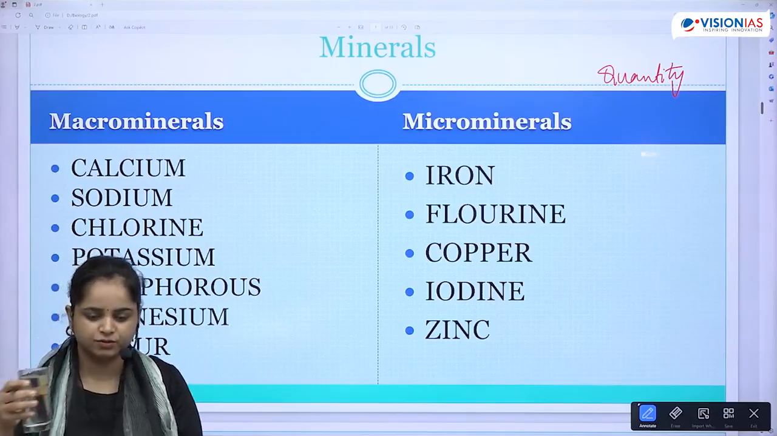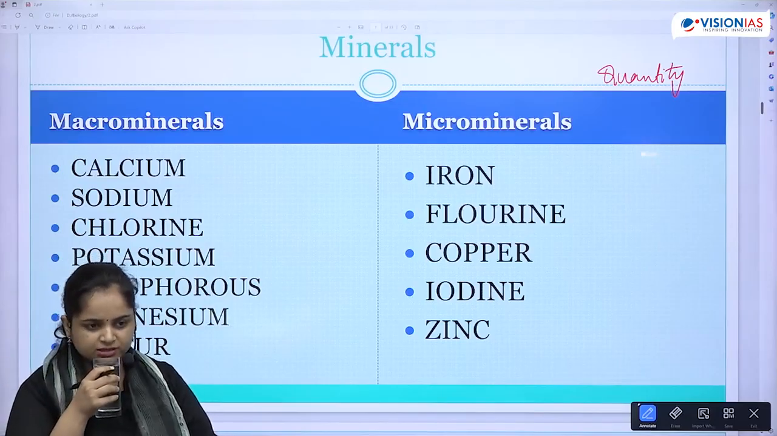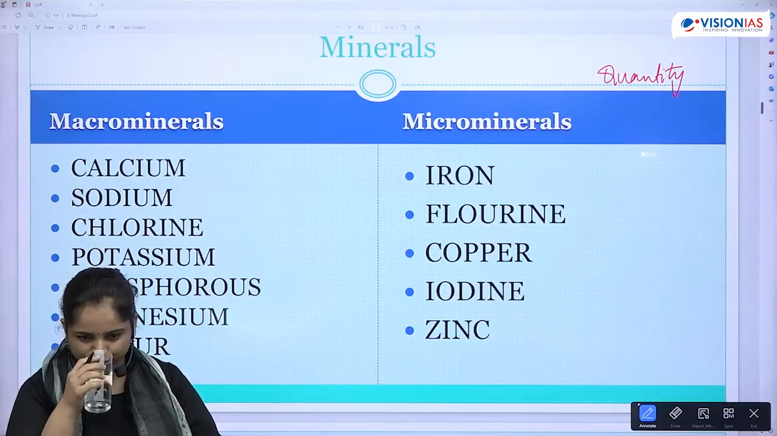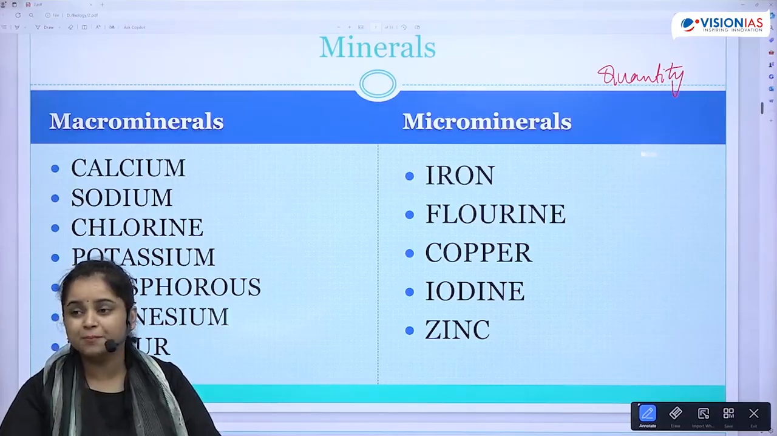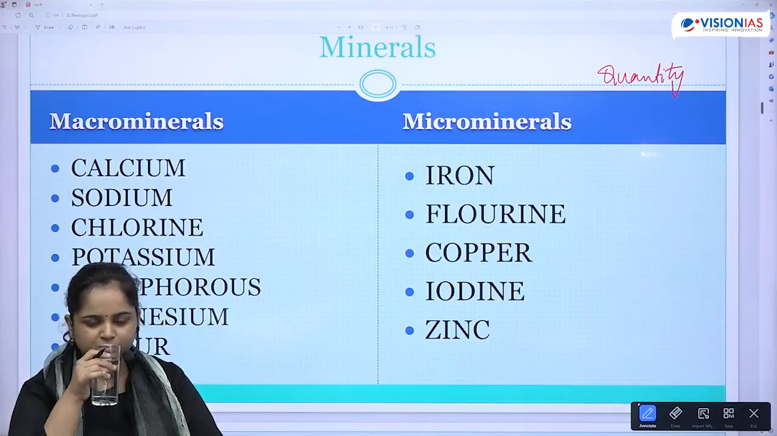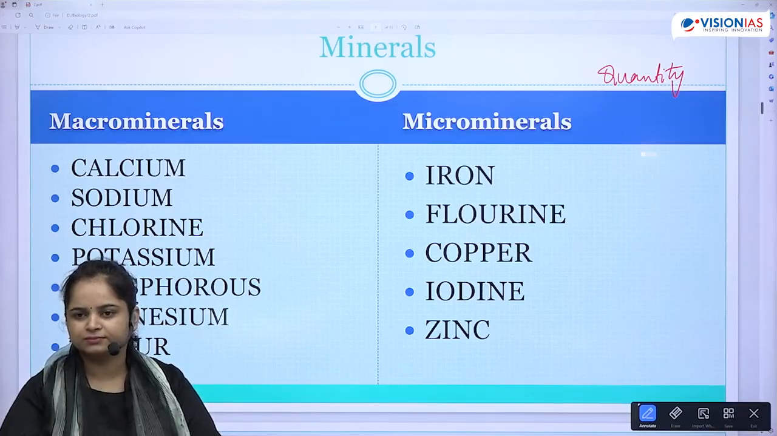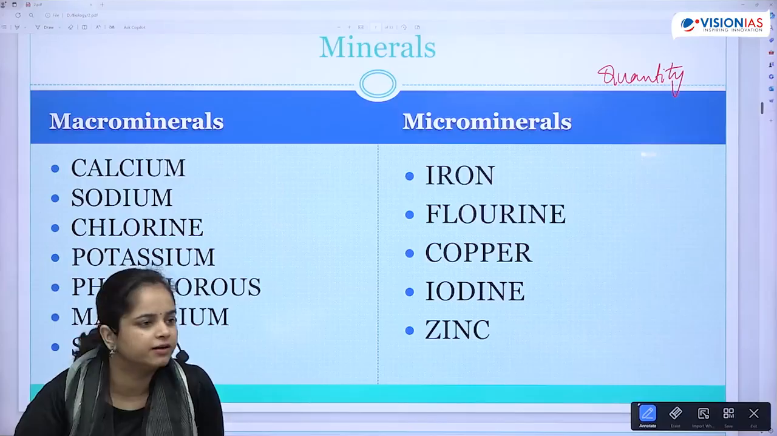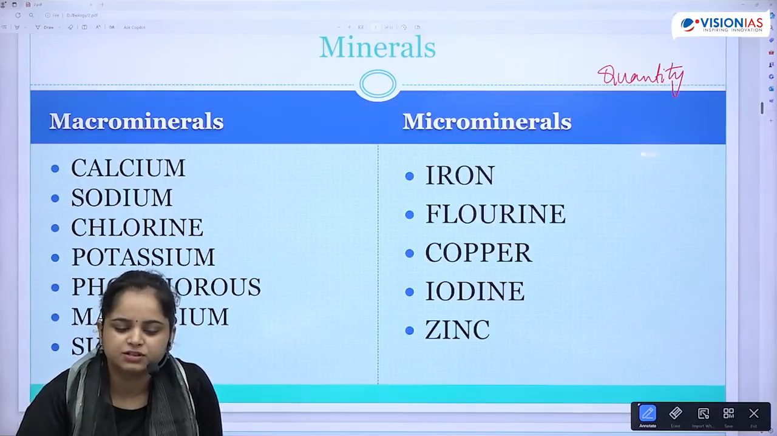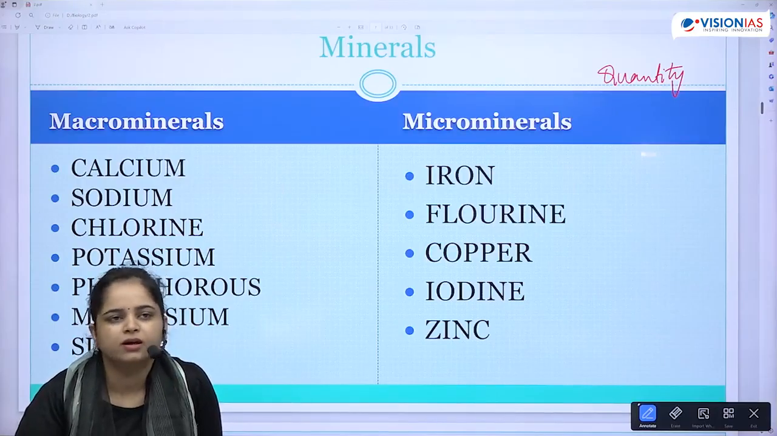So in deficiency, you can write its deficiency can lead to brittle bones and a bad muscle movement. You can also write rickets here. अगर calcium deficiency हो तो भी you can have rickets.